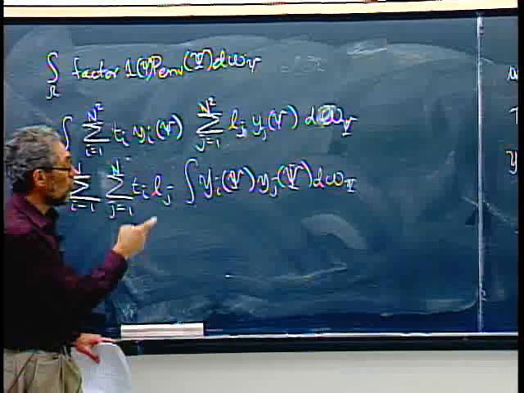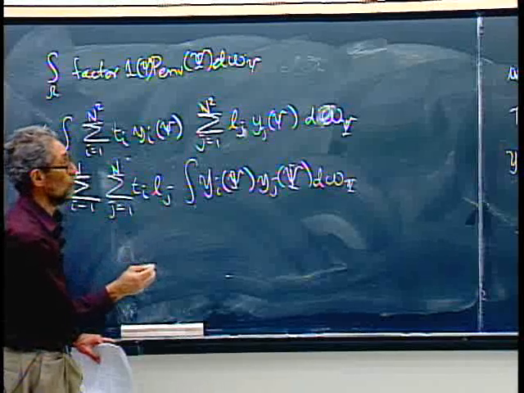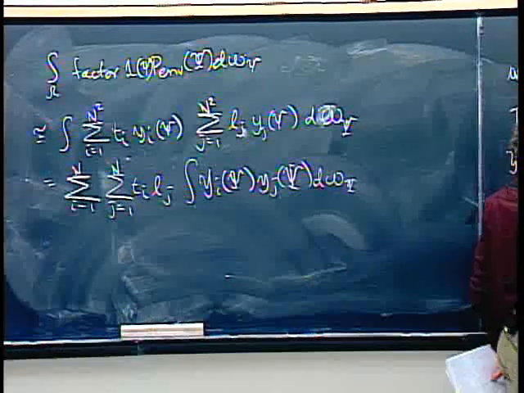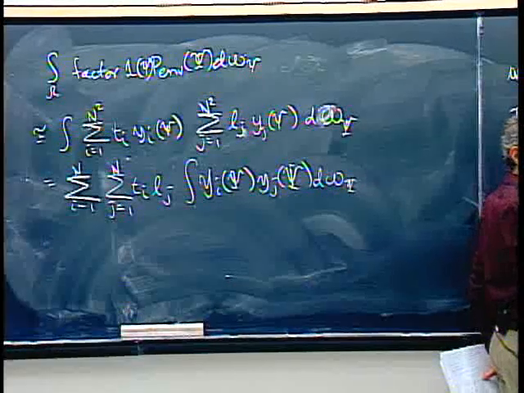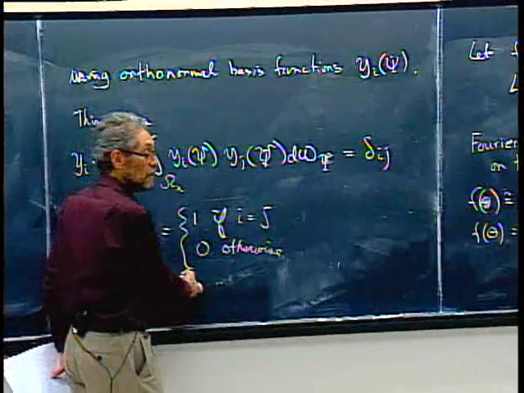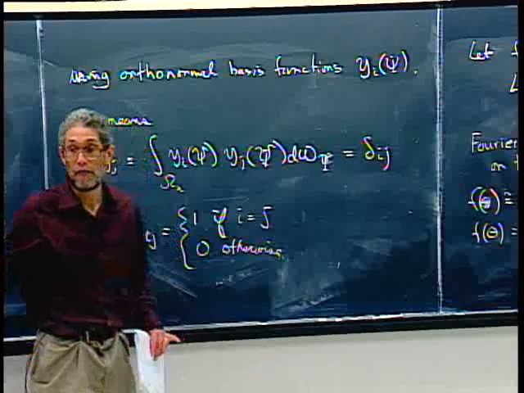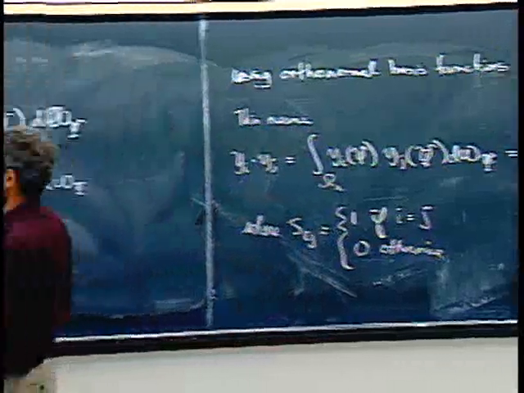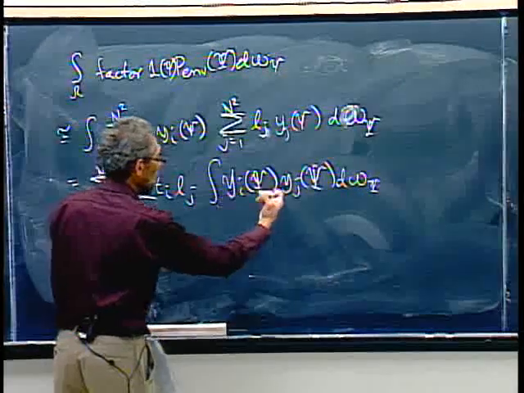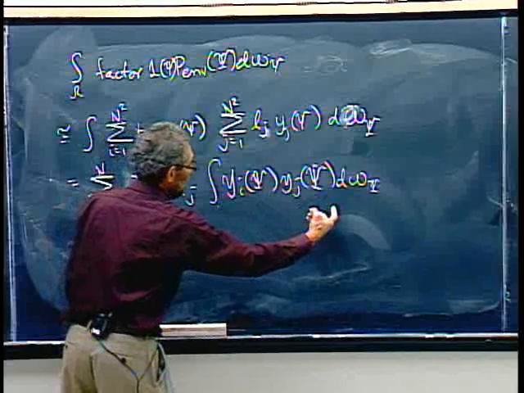Okay, but we just saw those were delta ij's, right? Because they're orthogonal. That's what it means to have orthogonal basis functions. So this integral is 1 only if i equals j and 0 otherwise. That's a property you can prove about Fourier series. You can also prove it about these specific basis functions for spherical harmonics. And so only if i and j are equal does this integral equal anything. In that case, it's 1.